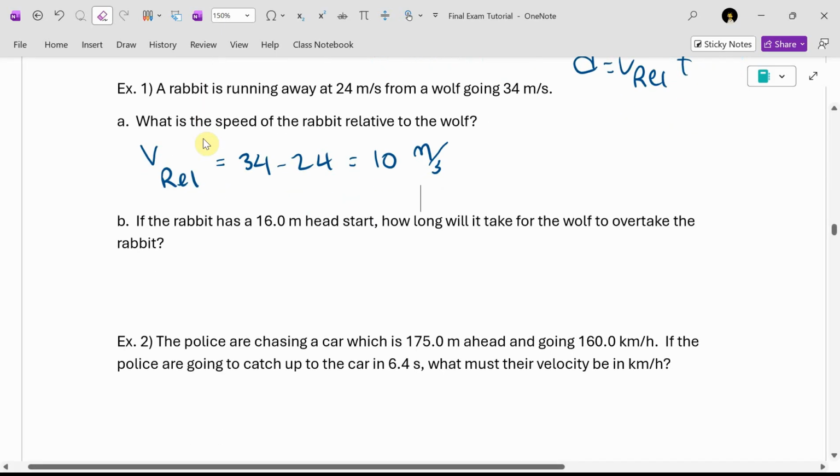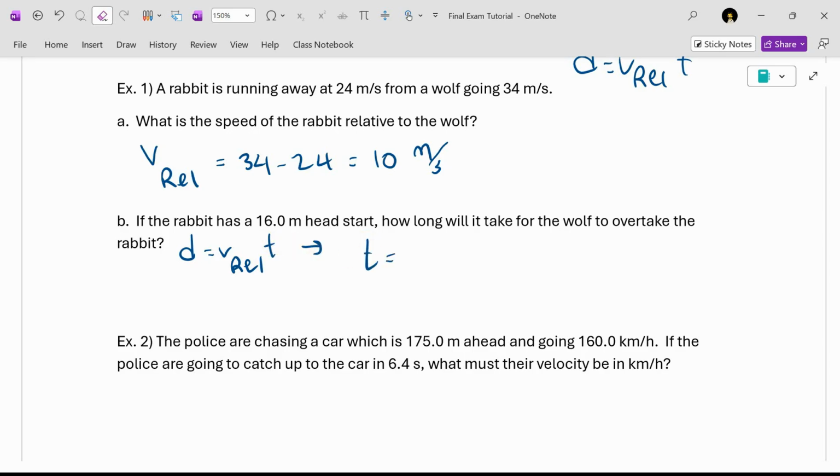Part B. If the rabbit has a head start, what's B asking me to find? What's it asking me to find as a physics concept? Time. Okay? a is 0, because I have two objects moving at different speeds. We're going to start with d equals v rel times t. We're going to get the t by itself. It's going to be d divided by v rel. What's the distance? 16 meters. What's v rel? 10. I don't need a calculator for that. I can divide by 10 in my head. It's 1.6.